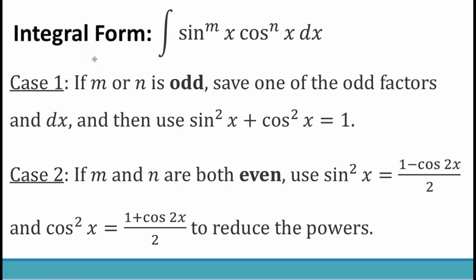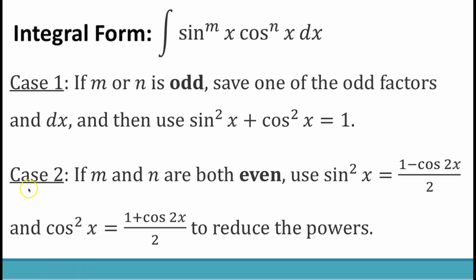Let's start by focusing on a particular form of a trig integral. Let's say I want to integrate the product of sine x times cosine x, but sine x is raised to the m power, and cosine x is raised to the n power dx. There's two different possible cases. If m or n is odd, so if one of the powers is odd, we're going to save one of the odd factors and the differential dx, and then we're going to use the Pythagorean identity sine squared x plus cosine squared x equals 1.